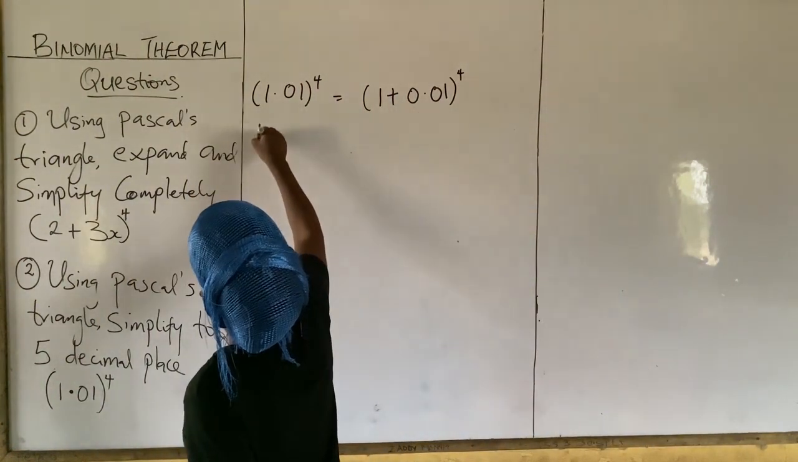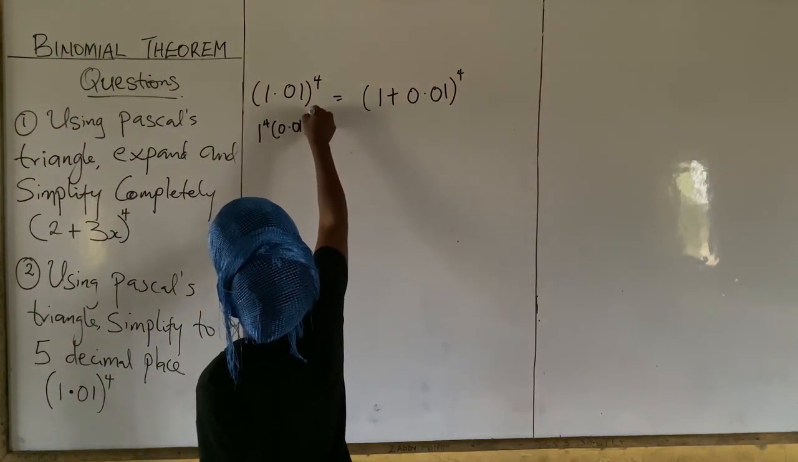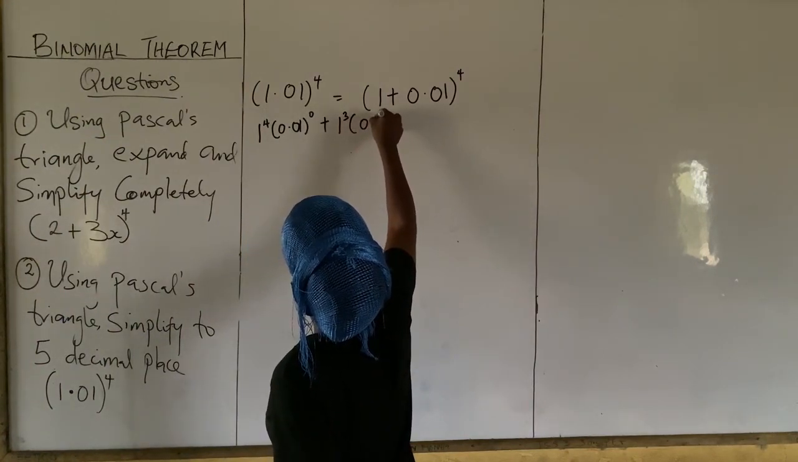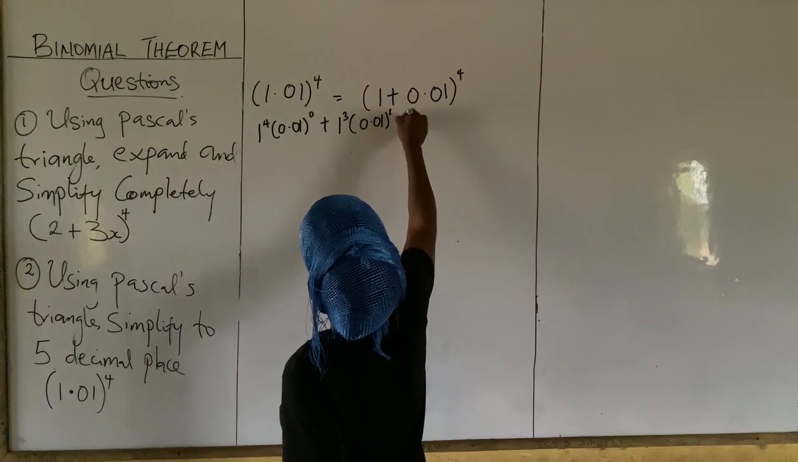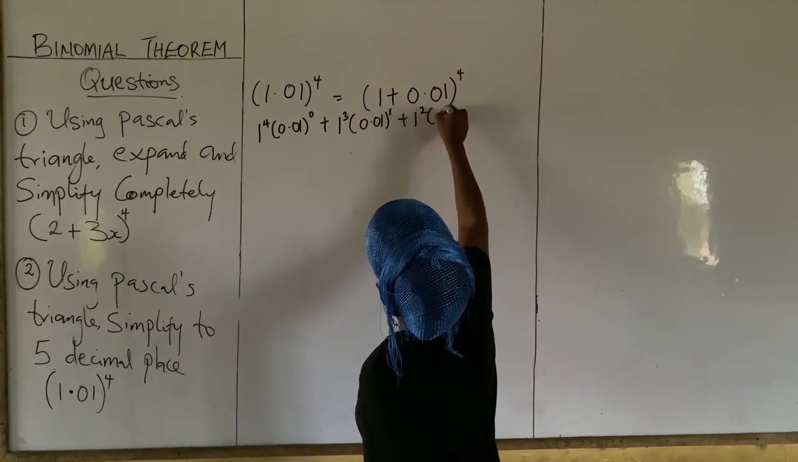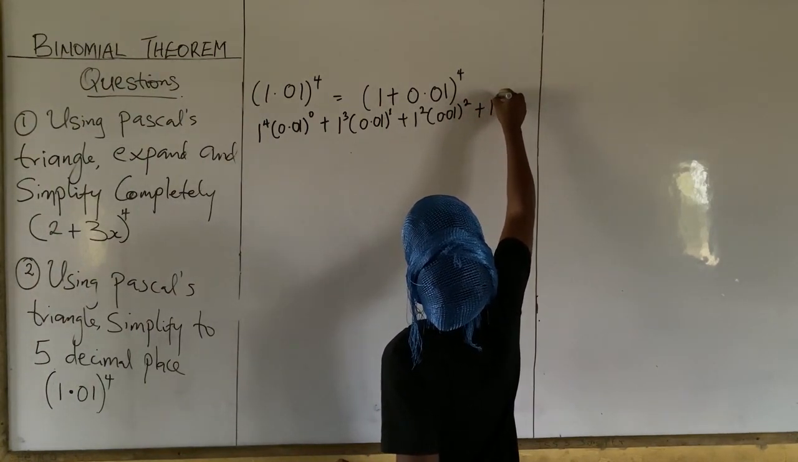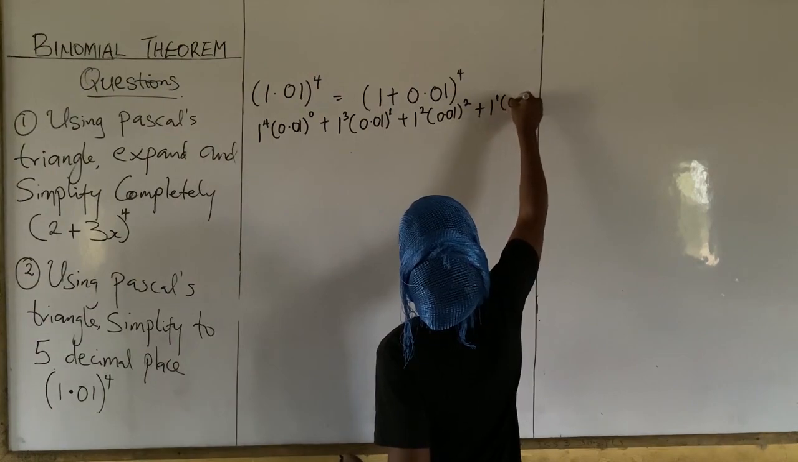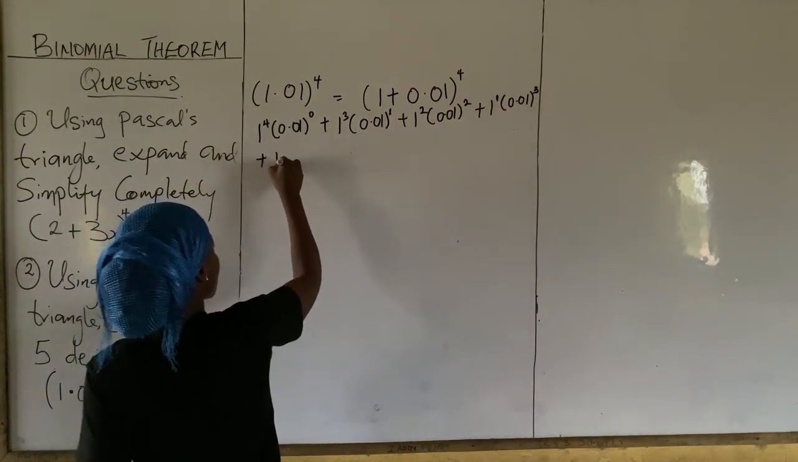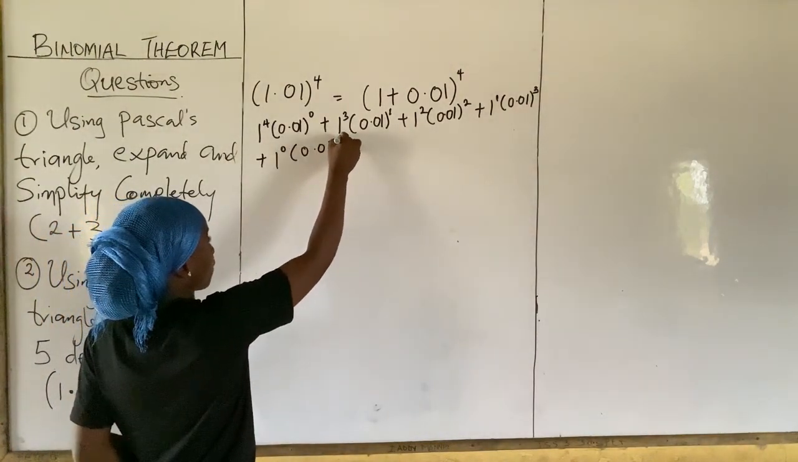I'll be having my 1 raised to the power 4, 0.01 raised to the power 0, now plus 1 raised to the power 3, 0.01 raised to the power 1, plus 1 raised to the power 2, 0.01 raised to the power 2, plus 1 raised to the power 1, 0.01 raised to the power 3, plus 1 raised to the power 0, 0.01 raised to the power 4.